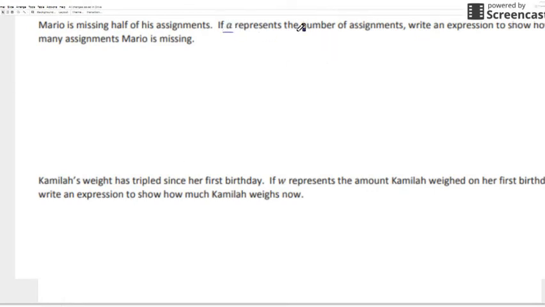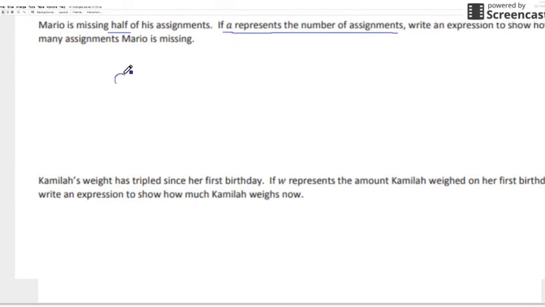They say let A represent the number of assignments altogether. So that's part of the information, because that's the variable that we need to use. The other part of the information is that he is missing half of his assignments. So if he's missing half of his assignments, that means it's being divided by 2 or being multiplied by 1/2. So you could do it a couple ways.